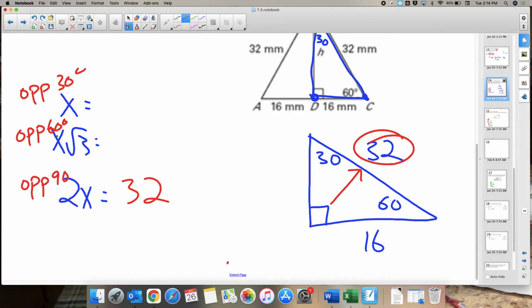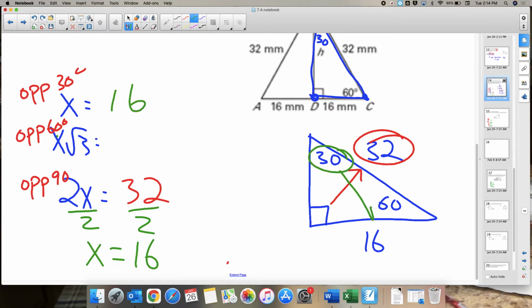If they do not give me the x value, they give me an equation to solve. 2x equals 32. Well, if I divide both of these by 2, then I'll know what x equals. X equals 32 divided by 2 is 16. So x is 16. That should make sense because opposite of 30, they already told us was 16.